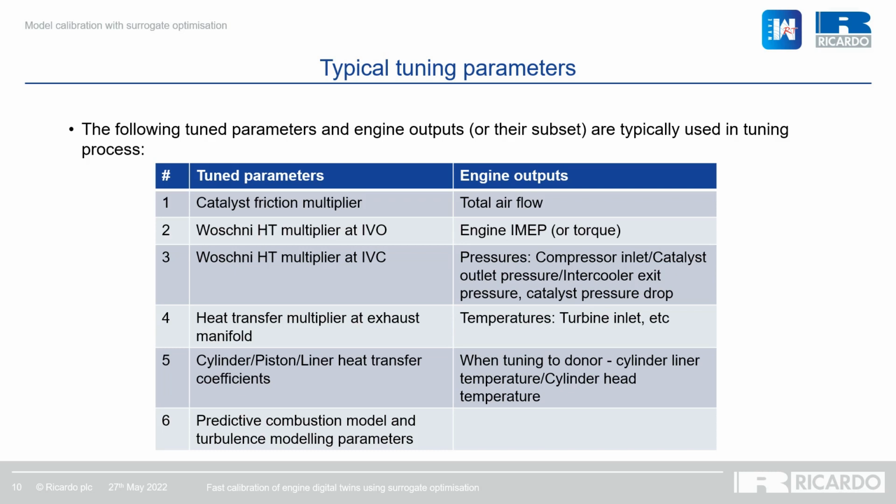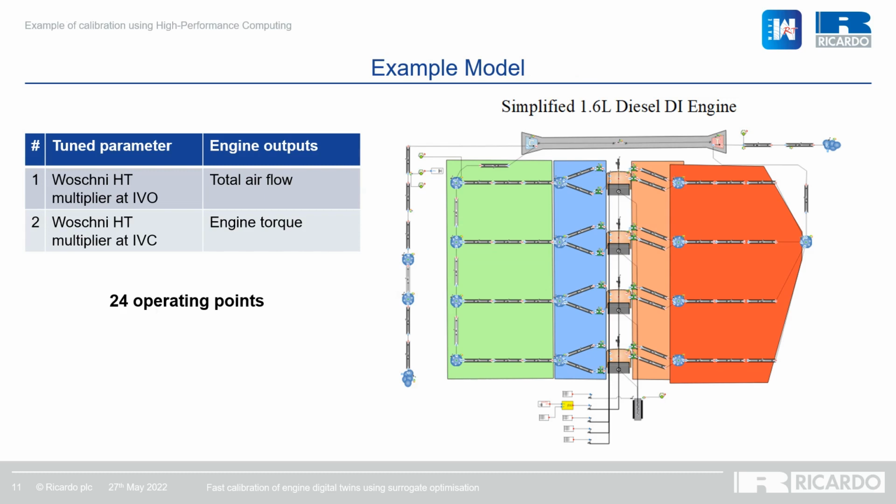For predictive combustion models, turbulence modeling parameters and combustion modeling parameters become important and should be added. These parameters are calibrated to achieve best accuracy with respect to total airflow, IMEP or torque, with additional controlled quantities introduced for more complex cases to control pressure in the system, for example, compressor inlet, catalyst outlet pressure, intercooler exit pressure, etc., and temperatures in the system, such as, for example, turbine inlet temperature. Finally, when tuning to results of a 1D donor model, or when considering an instrumented engine, piston, liner and head temperatures can be included.